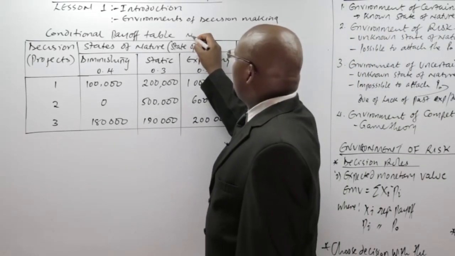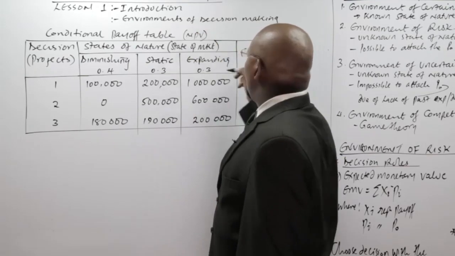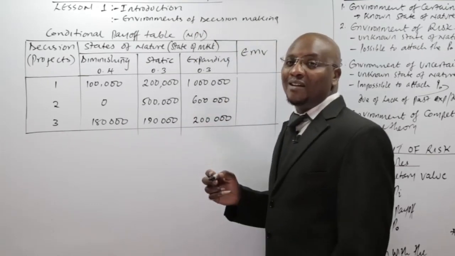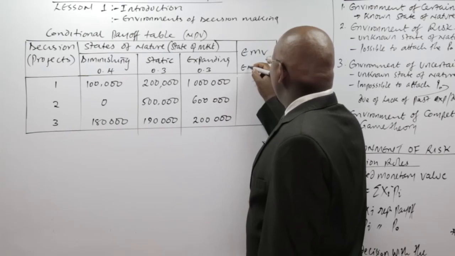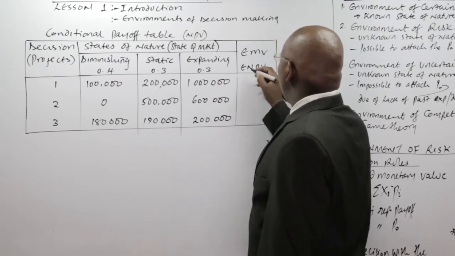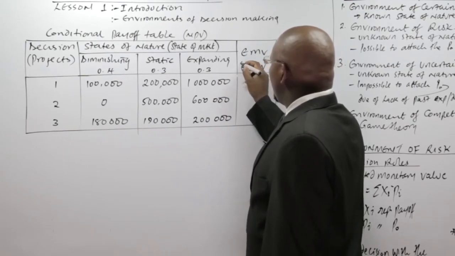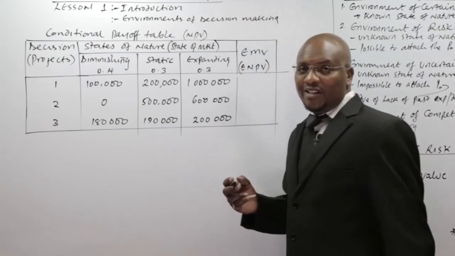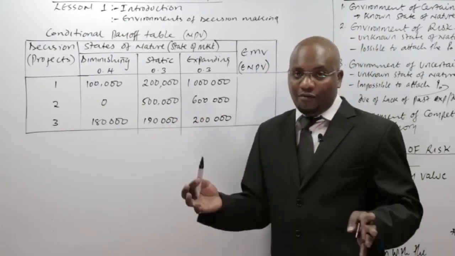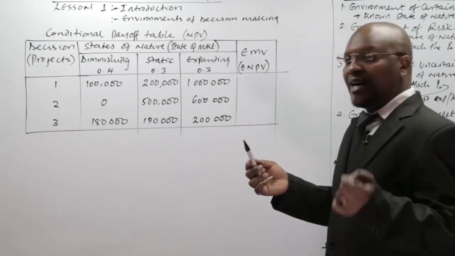So this is the net present value, and this one is the expected net present value. The word expected comes in because of the probability. Otherwise, initially it is just NPV, but this now is expected NPV.